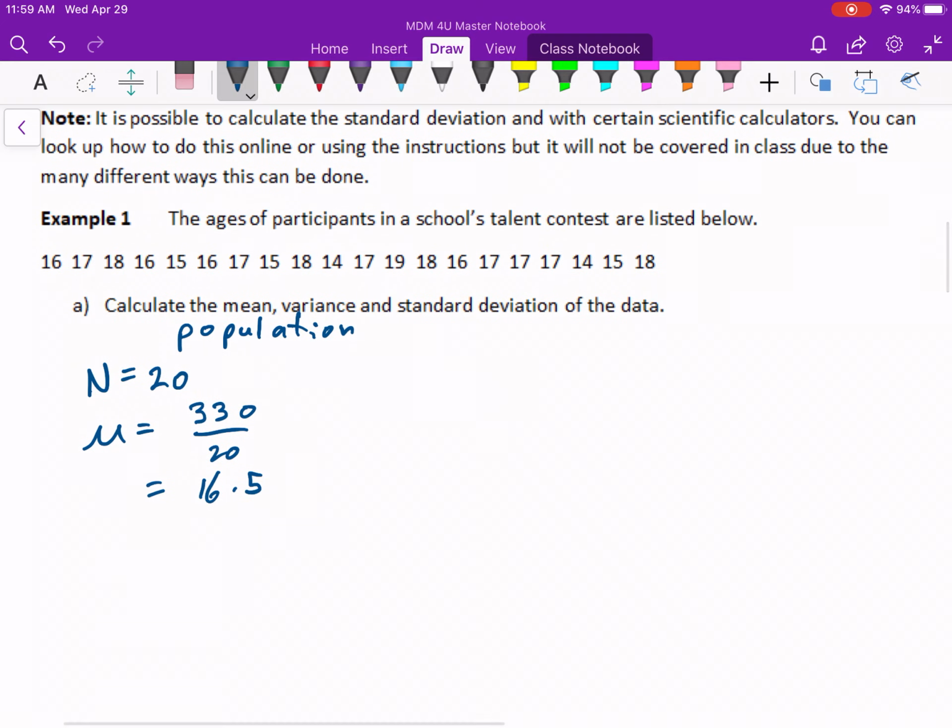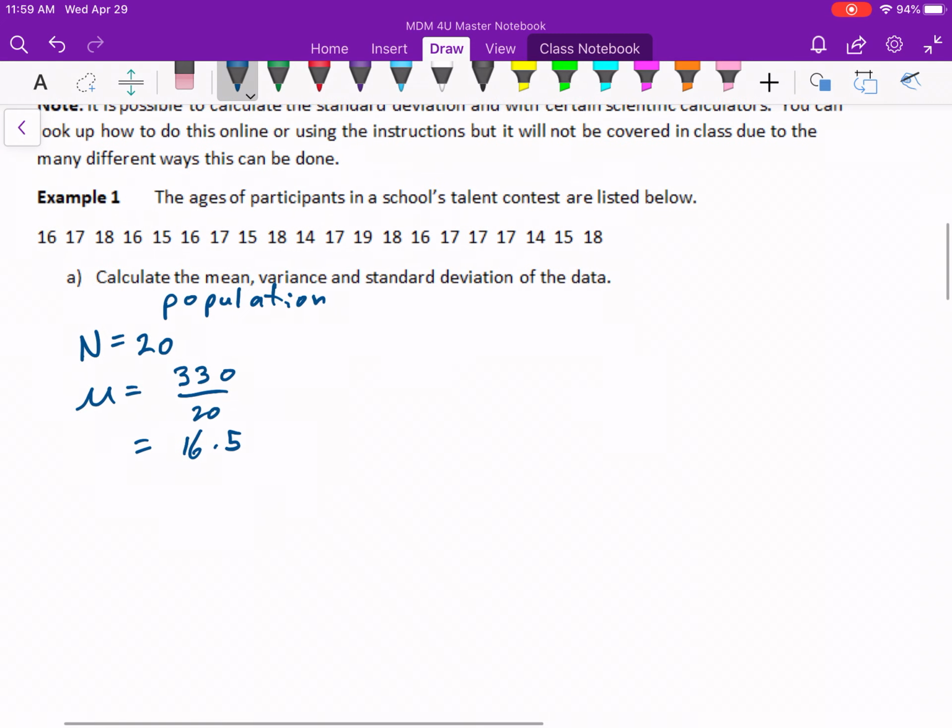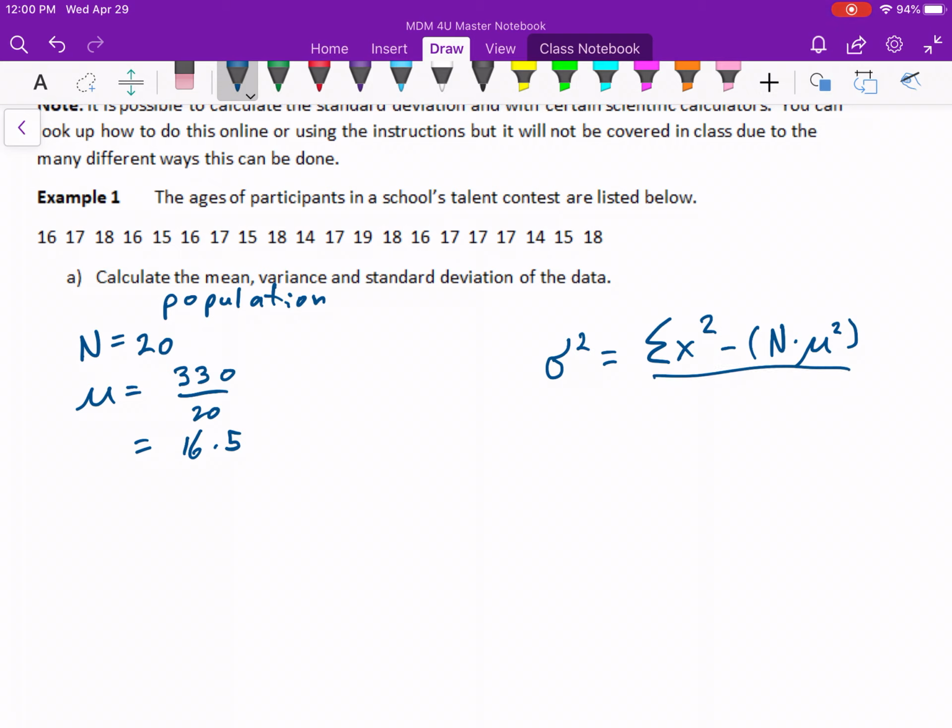The variance would come, again, let me just write over here to remind you, the formula for variance is sigma squared equals sigma of x squared, so each of those 20 numbers squared and then added together, and then I'd subtract n times the average squared, and I'd divide that by 20. So that's the formula.